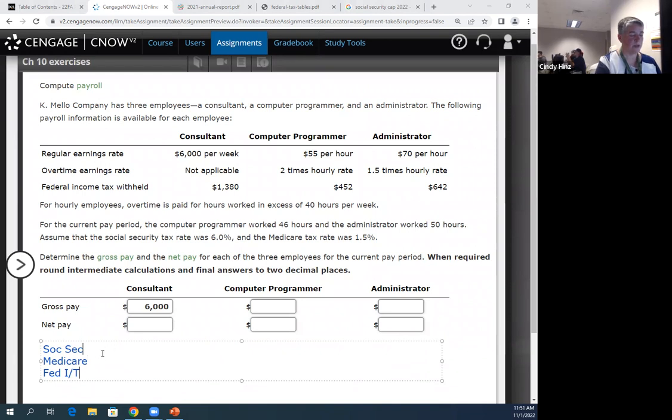So we'll start with Social Security for the consultant. We're using that 6% figure. And so the consultant would have $360 withheld. For Medicare, again, we're using that rounded figure of 1.5%. And so the consultant would have $90 withheld for Medicare and $1,380 for federal income tax.